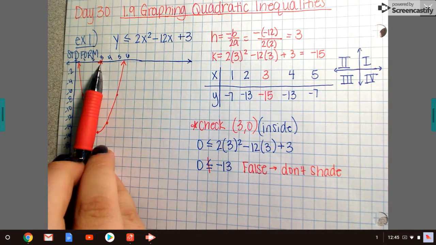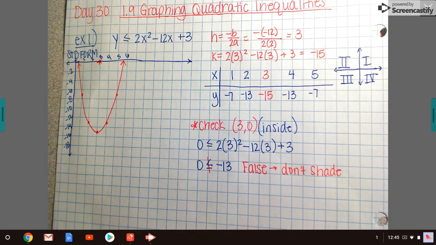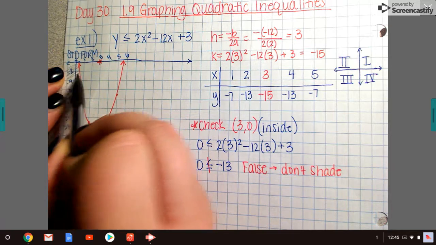So we picked a point on the inside. We got a false statement. False means don't shade the inside. So don't shade the inside means shade the outside.